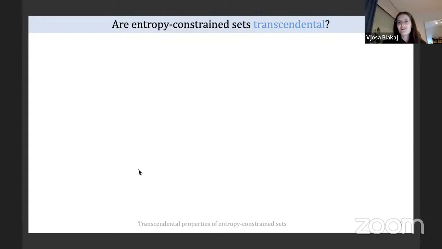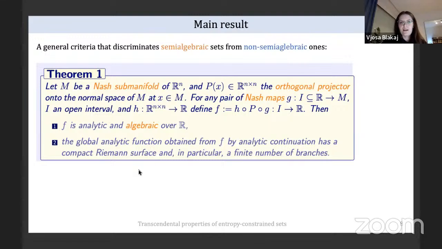In order to answer this question, we came up with a criterion which discriminates between semi-algebraic and non-semi-algebraic sets. The theorem says that if you're coming from an algebraic world, the two main observations are that the analytic continuation of algebraic functions has at most a finite number of branches, or in particular, a compact Riemann surface. And also, if a set is given as a level set of some differentiable function, then the normal space of this set is particularly easy to access. To answer the previous question, we use the second part of this theorem and try to use the fact that the logarithmic function has an infinite number of branches.